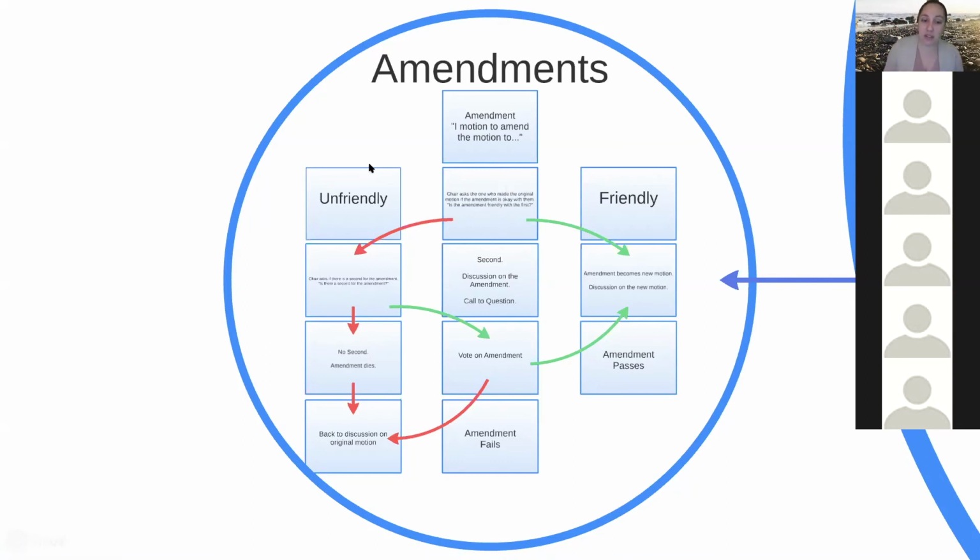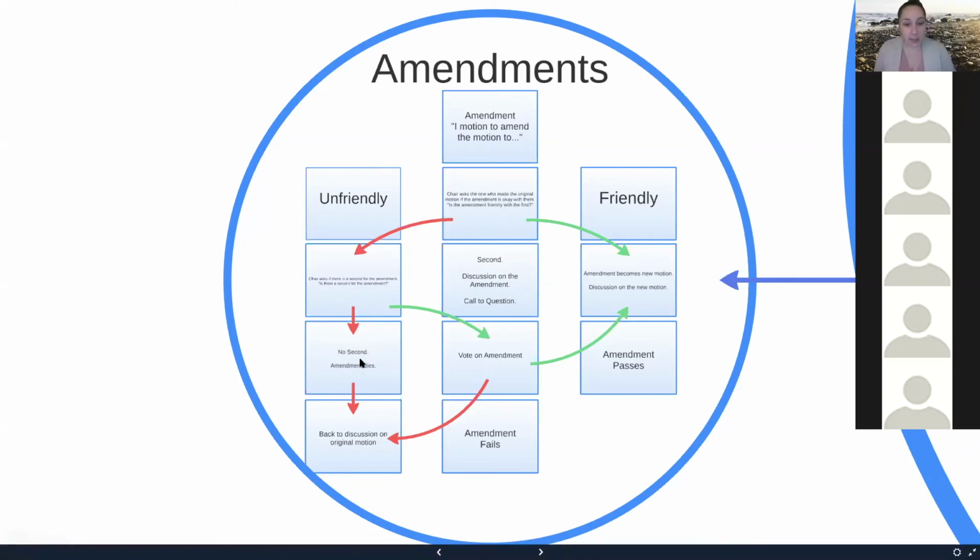If the amendment is not friendly with the first, then your chair is going to ask, is there a second for the amendment? And similar to traditional motions, amendments also need a second to continue. So if there's no second, the amendment dies and you're back in discussion on the original motion. And that's indicated here on this left-hand side. Is there a second? No second, the amendment dies, we go back into discussion.